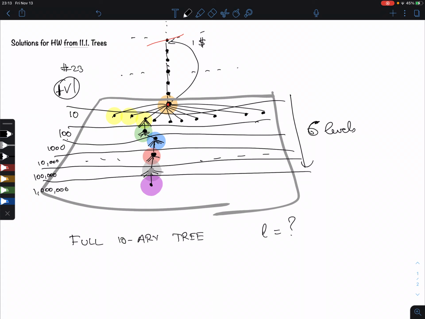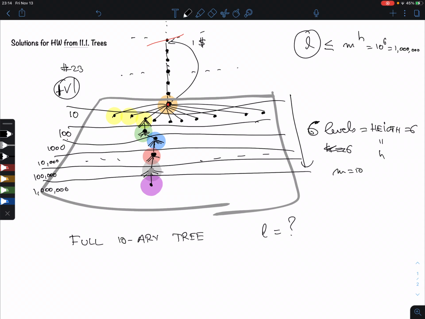Okay, so this is the formula. Remember, we had this formula that the number of leaves is at most the arity to the power of the height. We want the height to be 6, right? That is why we talk about 6 levels, so that means height 6. The better word is height. So the height is 6, we call that h, and the arity m is 10 in this case. So we know that this number is 10 to the power 6, that is a million. That's the most number of leaves that you can get.